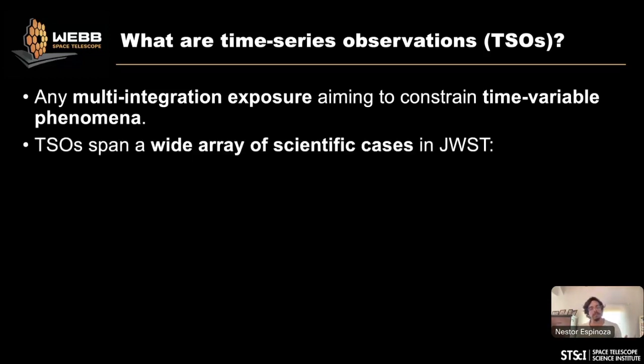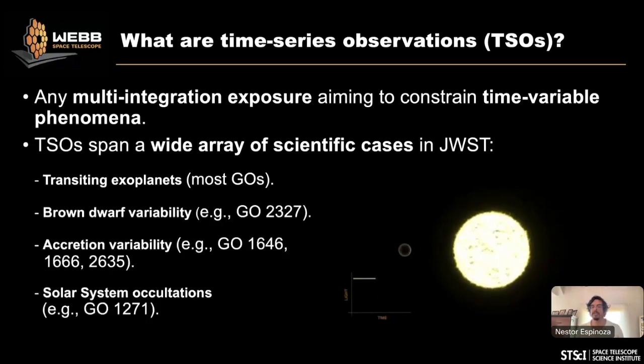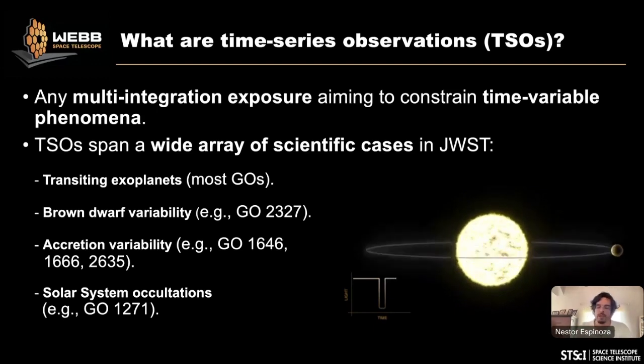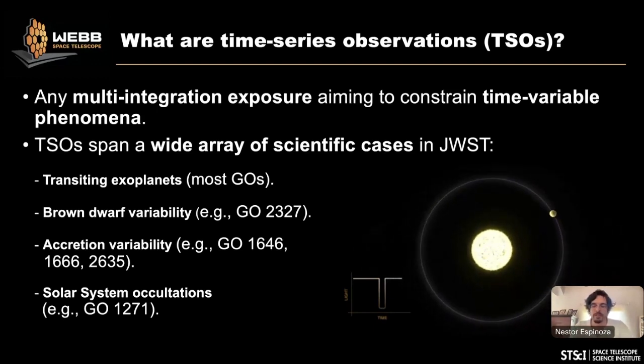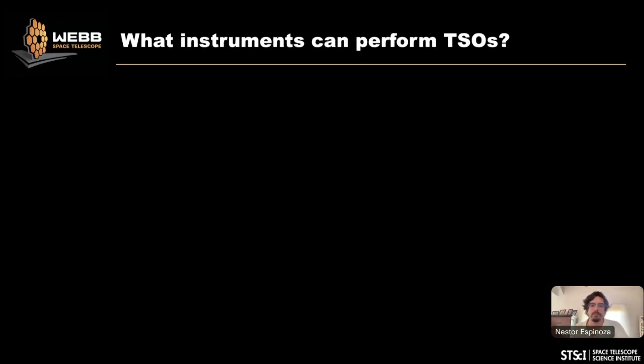Now, what kind of science involves time series observations? Well, there's a wide array of science out there. Most of the TSOs that we have in JWST are transiting exoplanets, but there's also a ton of other science. There's brown dwarf variability, accretion variability, solar system occultations, and you name it. Basically, it's going to be going in new directions for TSOs in the next cycles. So we are eager about this mode, and in particular, it's taking a little bit over 20% of JWST's time. So it's very important. That's why we built this JWebinar.